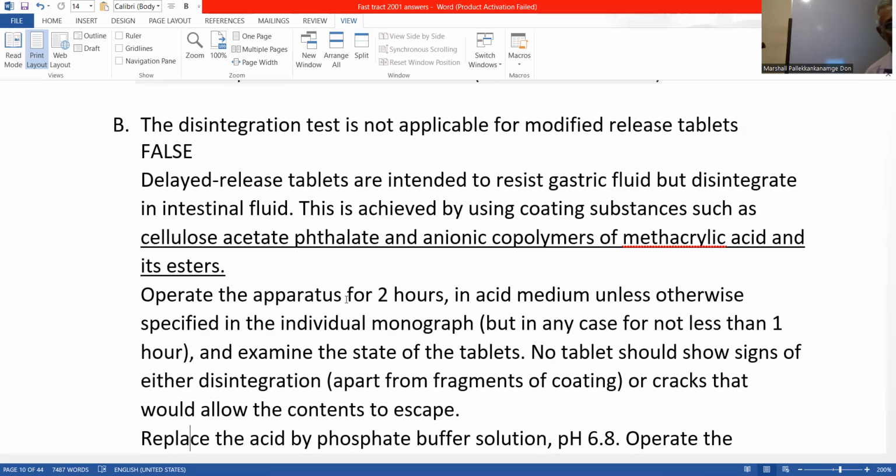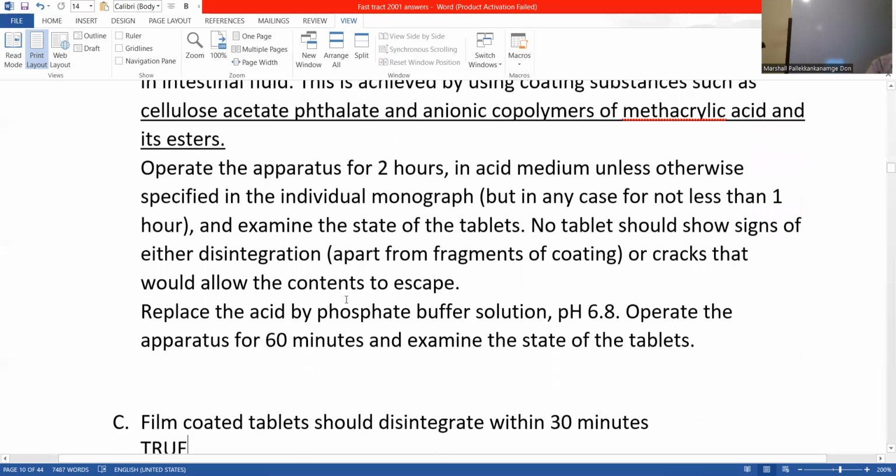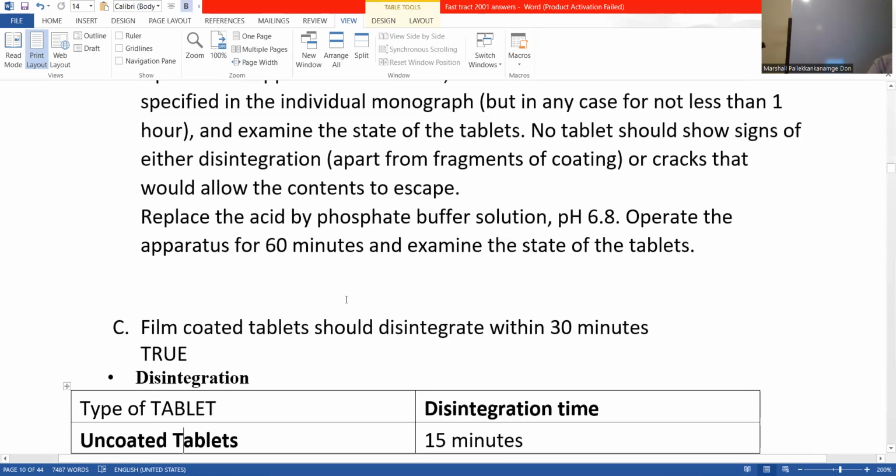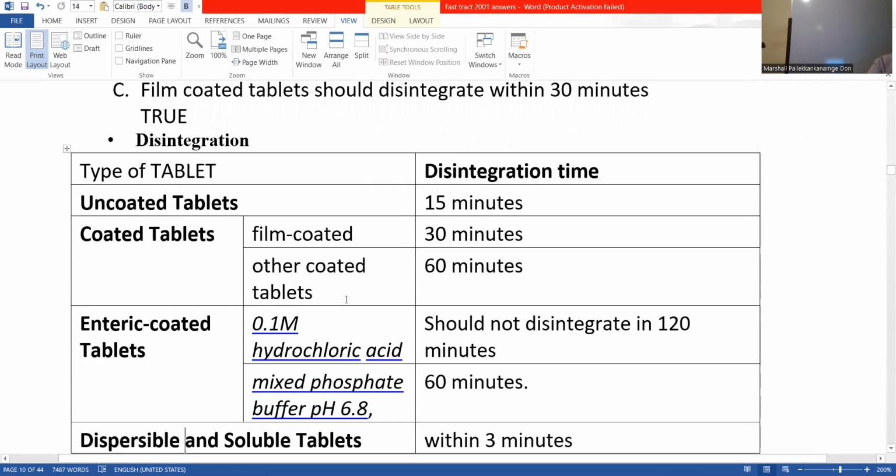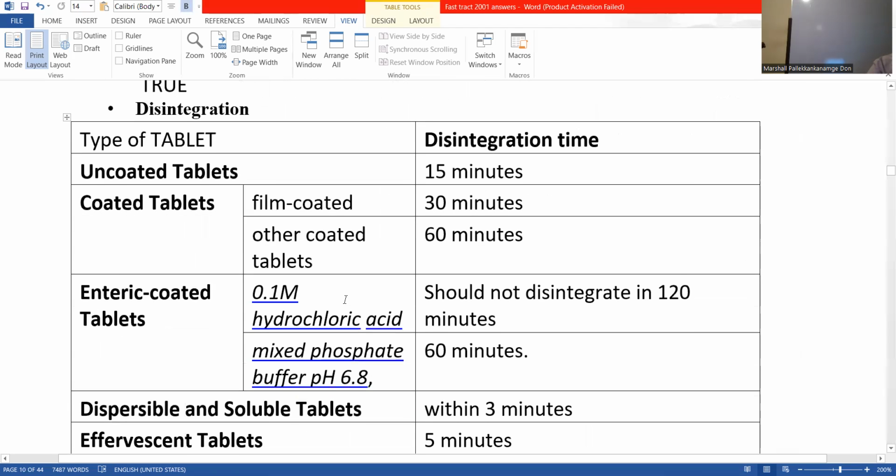After 2 hours in the acid medium, the same tablet is passed into another medium similar to duodenal or intestinal medium, that is pH 6.8. In that pH, the tablet should disintegrate within 1 hour. This chart, slowly write it down and keep it in your memory.